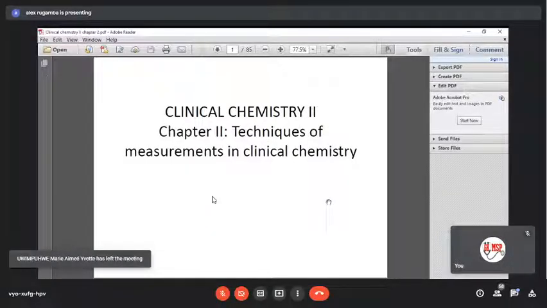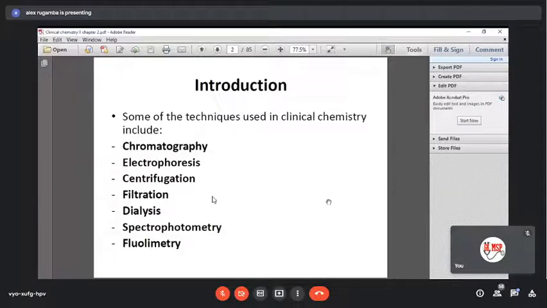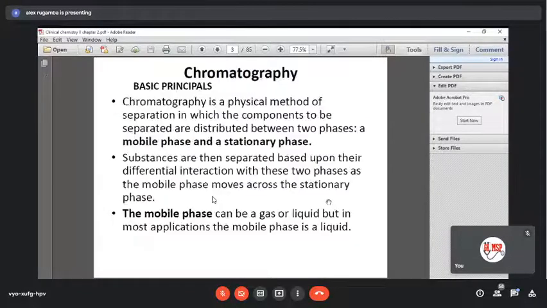Okay, let's continue. The techniques of measurement in clinical chemistry: we are now going to see the techniques used in clinical chemistry. They include chromatography, electrophoresis, centrifugation, filtration, dialysis, spectrophotometry and fluorimetry.